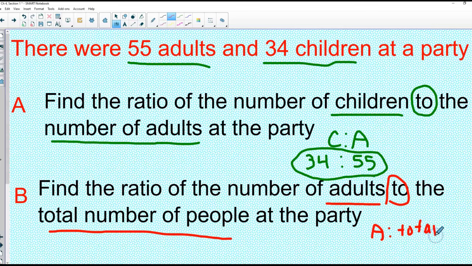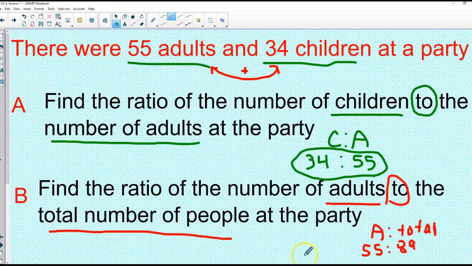So adults to total. Okay, it tells us that there was 55 adults. So we should be able to fill that in first. 55 adults, right, to total number of people at the party. Now, this little statement does not give us the total number of people, but we should be able to figure it out, right? If there's 55 adults and 34 children, if you take these two and add them together, if I add 55 and 34, I'm going to get 89. That would be the total number of people at the party.